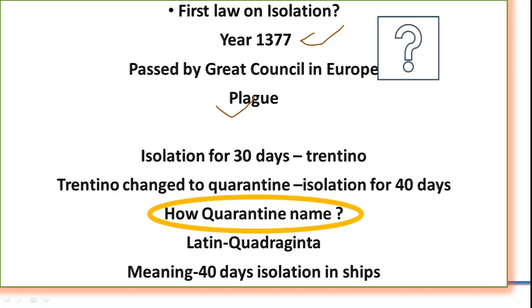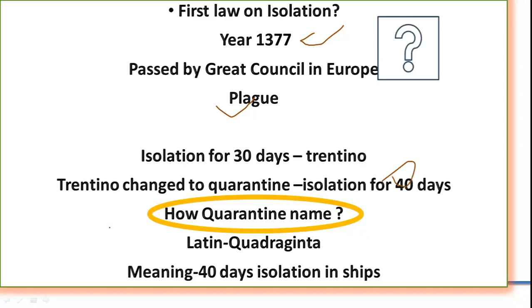Now there were many terms regarding this isolation during that period. Remember, isolation for 30 days, they called it Trentino. So remember, 30 starts with T. Remember the number, the name 30 starts with T. So this also starts with T. So Trentino. Now Trentino was actually changed to quarantine when the isolation was increased to 40 days. Okay. So 40 days they called it quarantine. Remember, there are 4 quadrants. Okay. So like that, 40 days. So how has the quarantine name come?